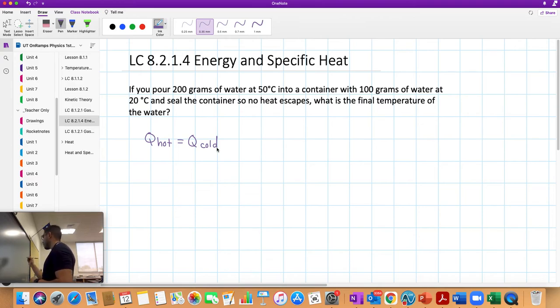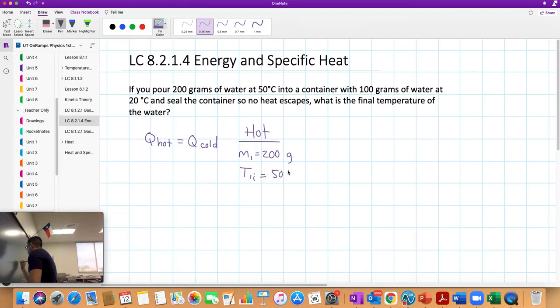This is what I mean. We'll have, let's do it over here. For hot, we'll say that the mass is mass 1, and that'll be 200 grams of water. Let me do that number 2 again. Well, the whole thing, right? There you go, it's a little better. And we're going to have the temperature, in this case is the initial temperature. So I'm going to write it as T1I for initial. That'll be 50 degrees Celsius.